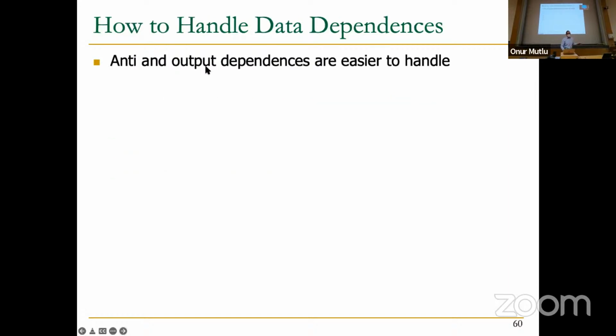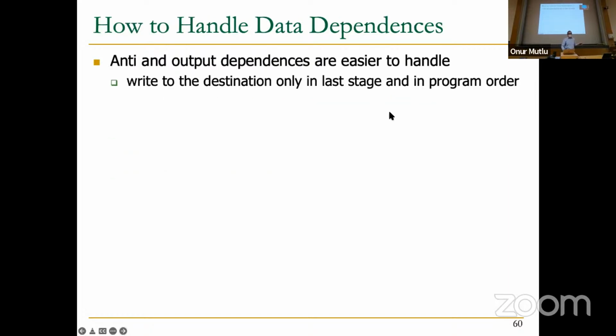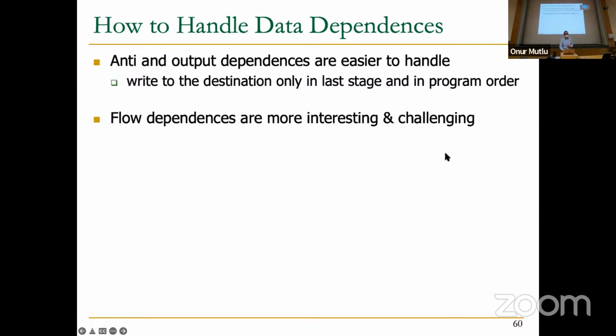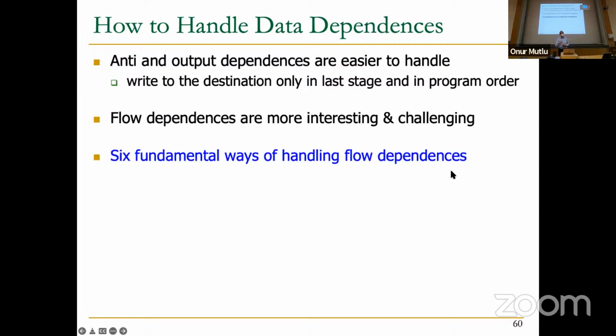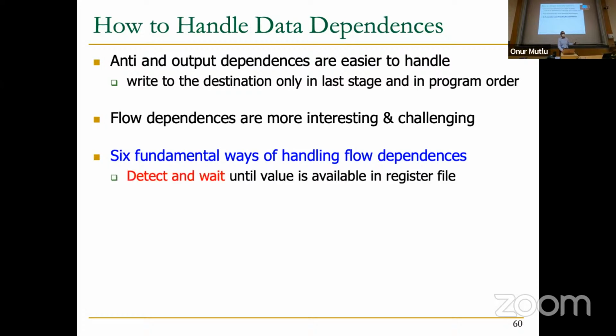Okay, so as I said, anti and output dependencies are easier to handle. You write to the destination register only in the last stage and in program order. That actually handles those dependencies. Take my word for it for now. You will see that as we go through it. But flow dependencies are more interesting and challenging. And that's why people have developed many ways of handling these flow dependencies. And there are 6 fundamental ways. We're going to cover all of them throughout this course.